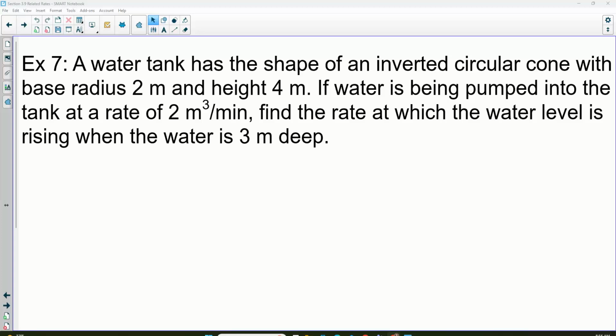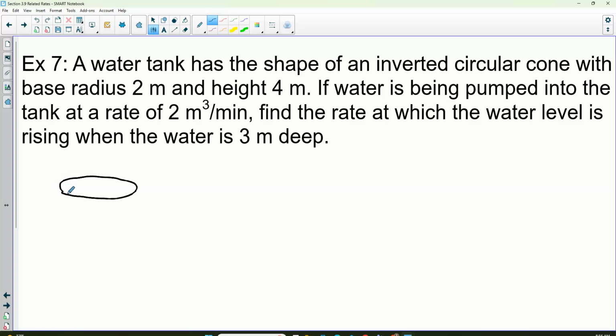Okay, a water tank has the shape of an inverted cone with a base radius of 2 meters and a height of 4 meters. Water is being pumped into the tank at a rate of 2 cubic meters per minute. Find the rate at which the water level is rising when the cone is 3 meters deep. What kind of picture am I drawing? It's like a waffle cone.